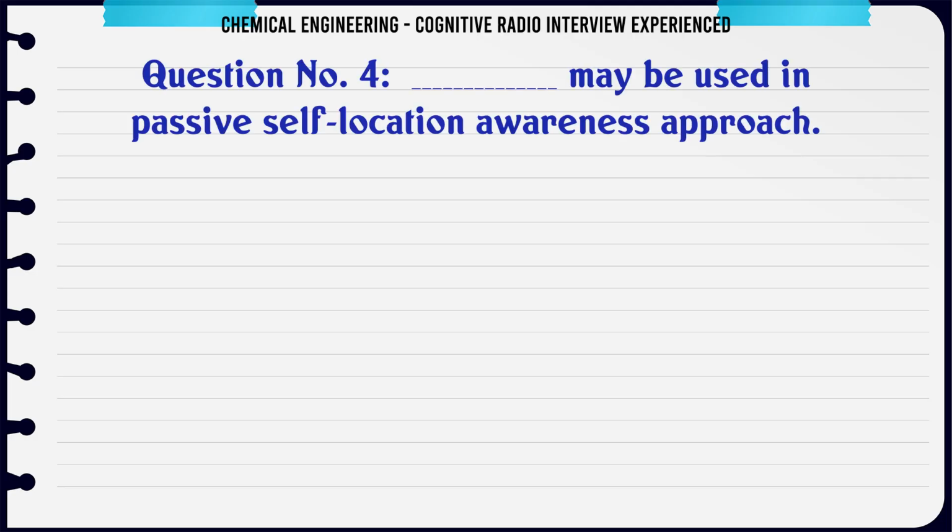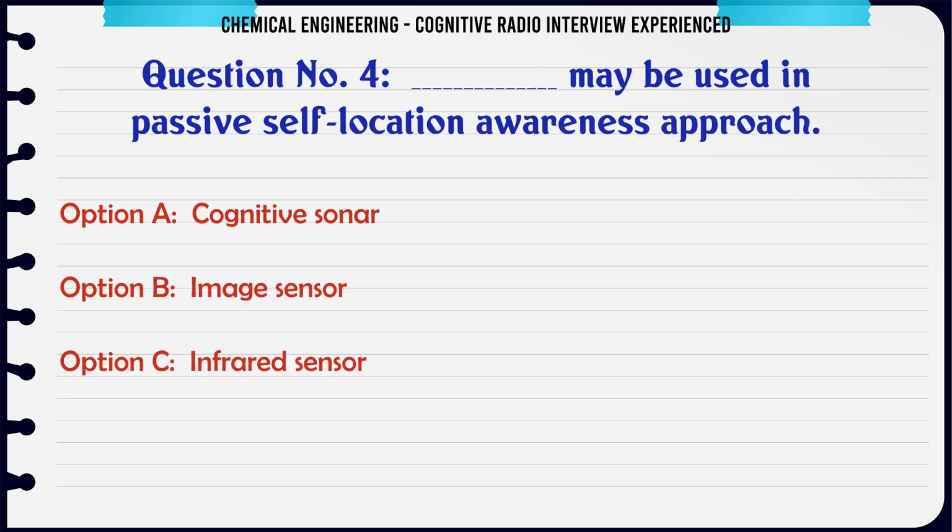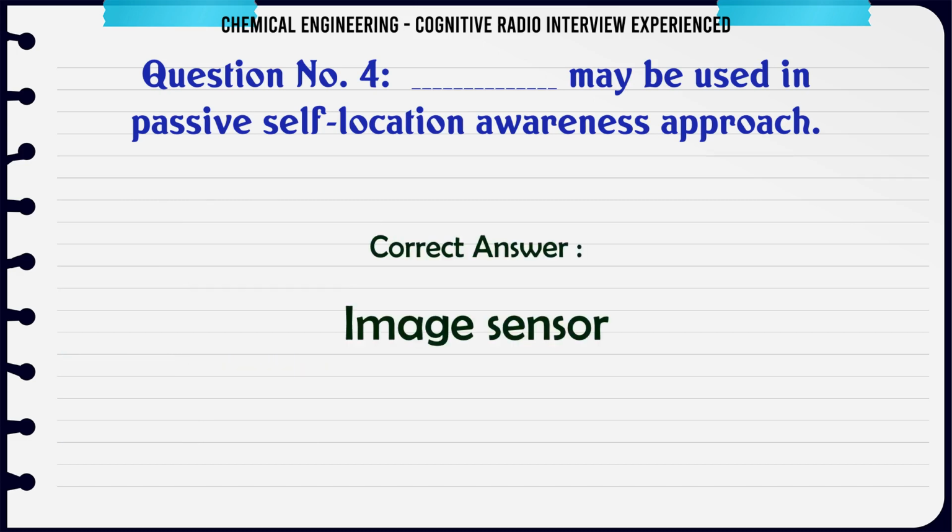May be used in passive self-location awareness approach. A. Cognitive sonar. B. Image sensor. C. Infrared sensor. D. Hall sensor. The correct answer is image sensor.